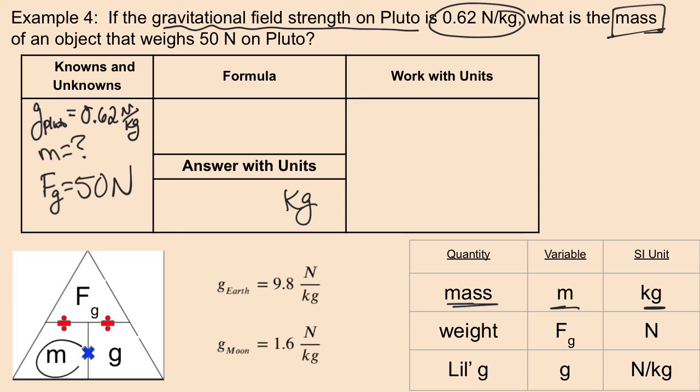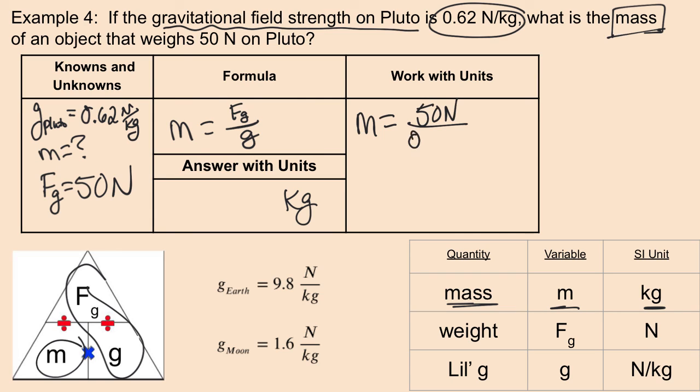So we need m. And we get that m equals F sub g over g. So we have a weight of 50 newtons. And my gosh, Pluto has a very small surface gravity. 0.62 compared to our Earth's 9.8. Pretty cool. So this is an 80 kilogram object and it only weighs 50 newtons on Pluto, right? That would weigh almost 800 newtons on Earth.